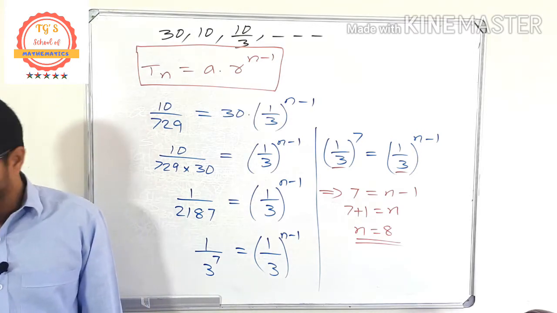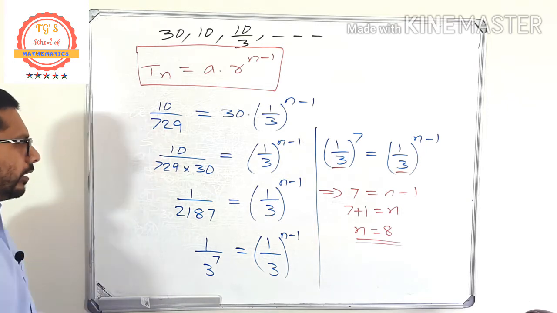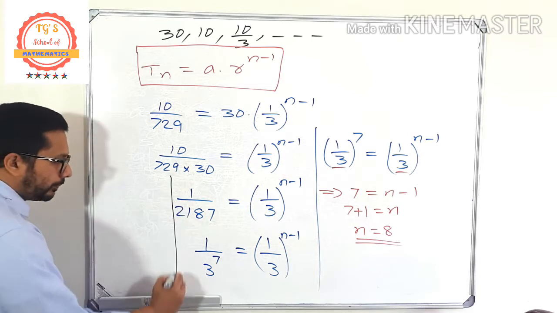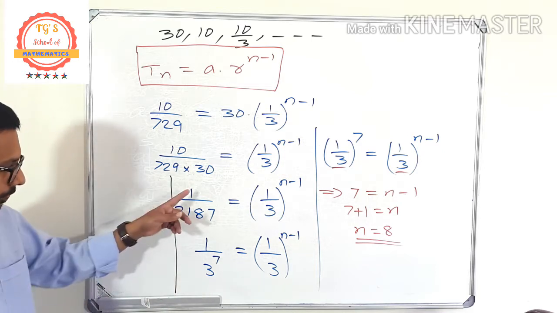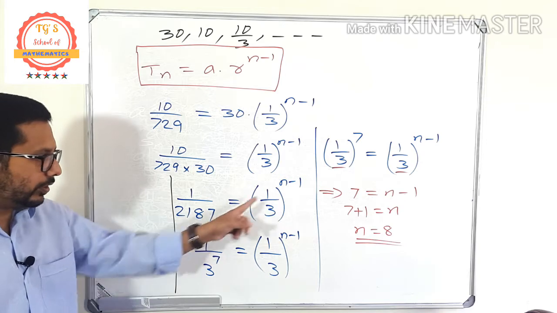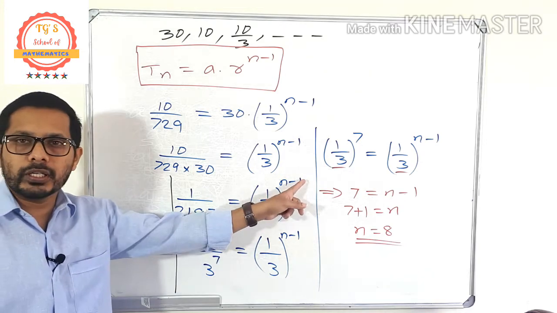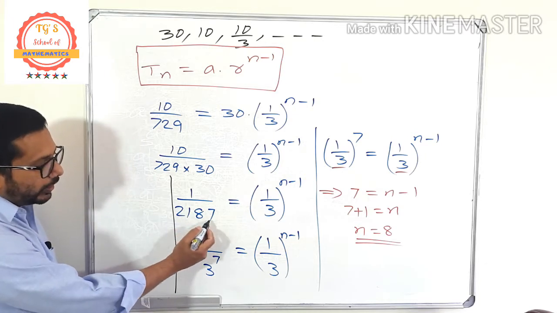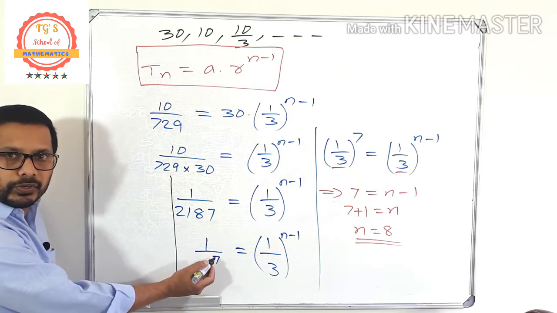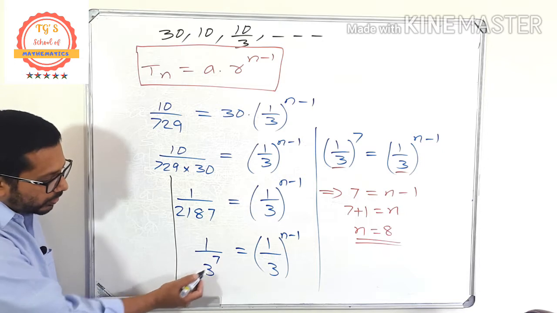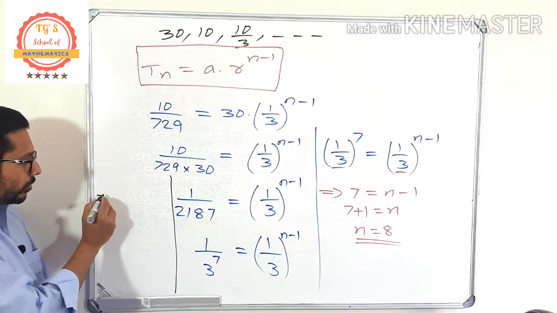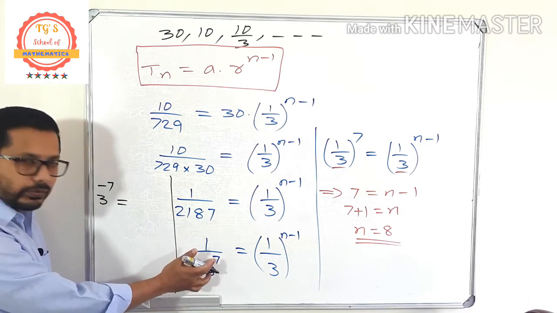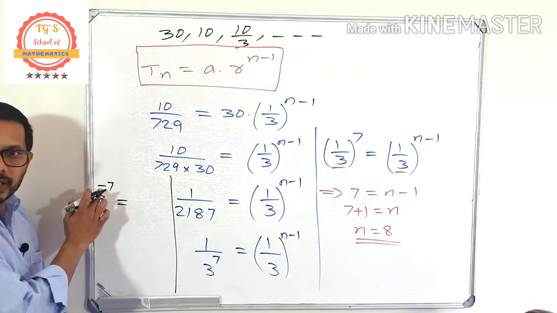Then, is there any other method? It's the same thing, but try to understand like this also. From this step, 1 over 2187 is equal to 1 over 3 raised to n minus 1. So this 2187 is the same as 3 raised to 7. Okay, so this 1 over 3 raised to 7 I can write as 3 raised to minus 7. Am I right? 1 over 3 raised to 7 is the same as 3 raised to minus 7.